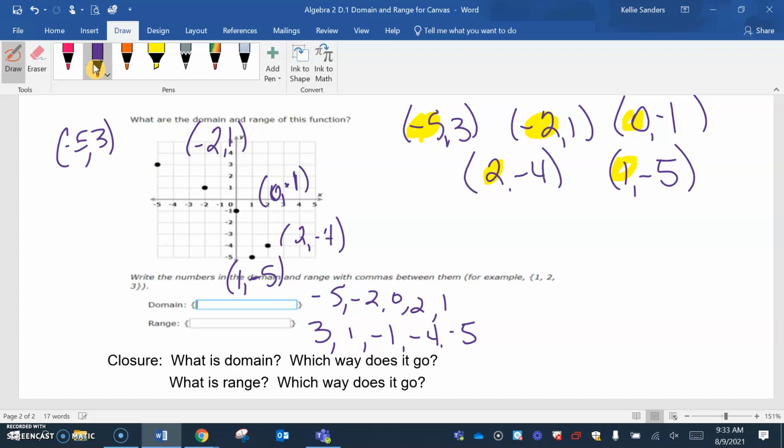All right, what is domain? X's. Which way do X's go? Left to right. What is range? Y's. Which way do Y's go? Up and down.